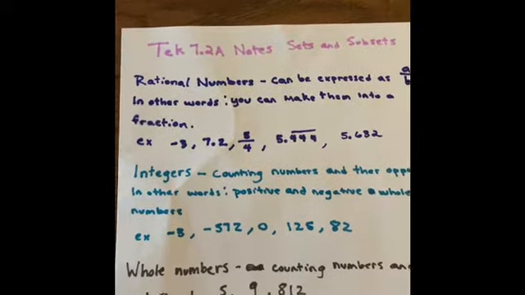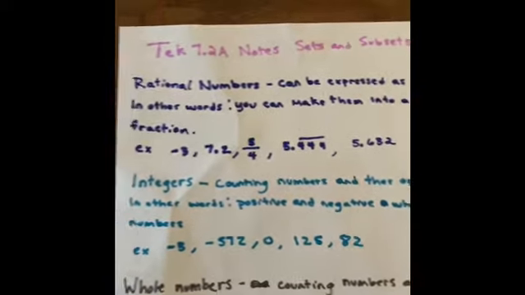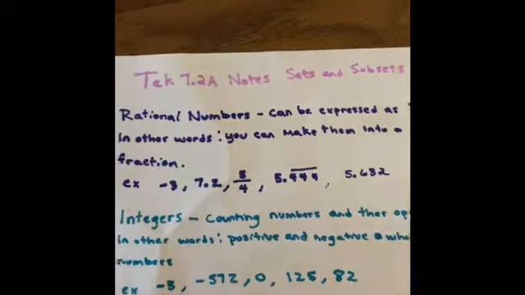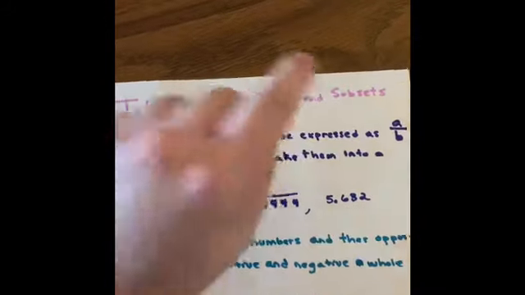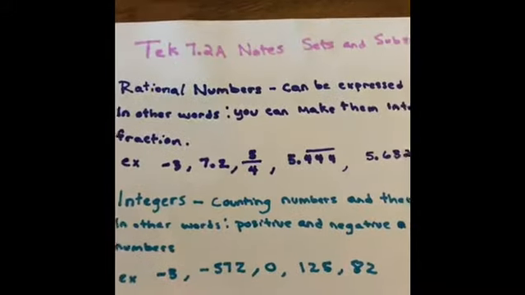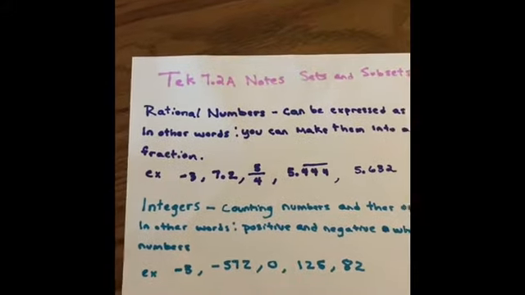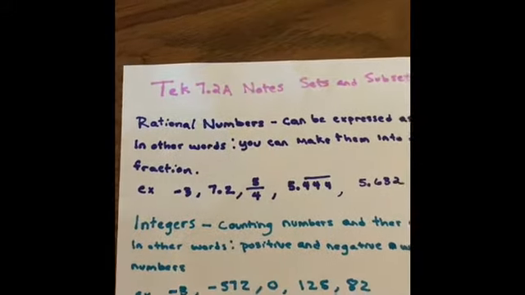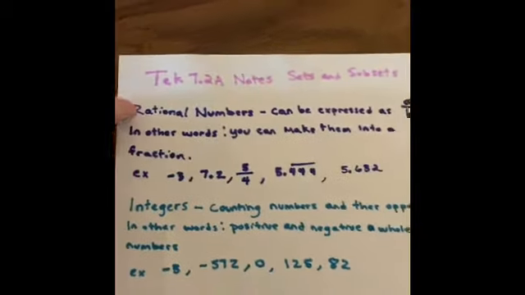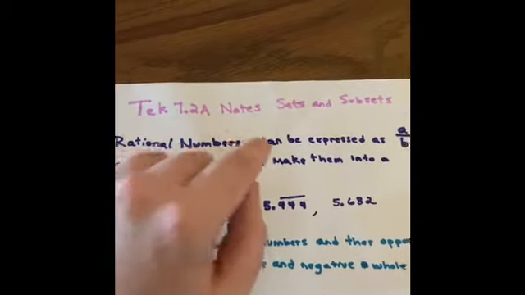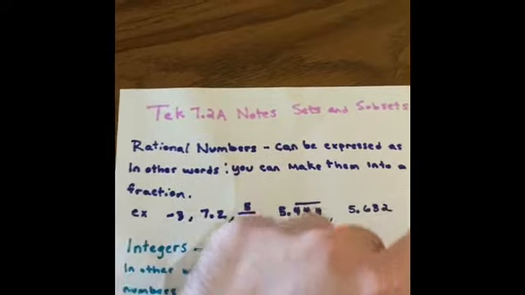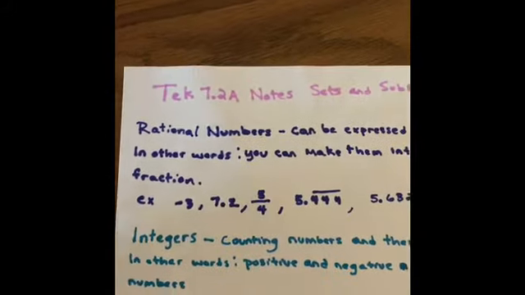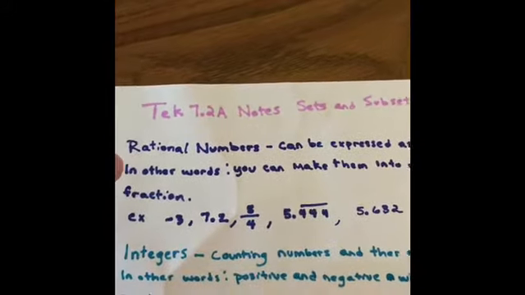All right, so we're gonna go over this first TEK in 7th grade, which is gonna be 7.2a. And basically that's gonna be sets and subsets of numbers. It's a continuation of what they've learned in the beginning of 6th grade, but they're gonna go a little bit further. So the first thing that we have is rational numbers. Rational numbers can be expressed as a over b. So basically, in other words, you can make them into a fraction.